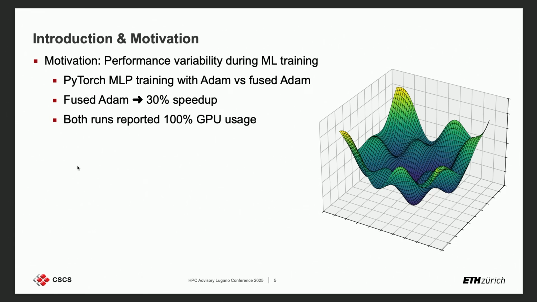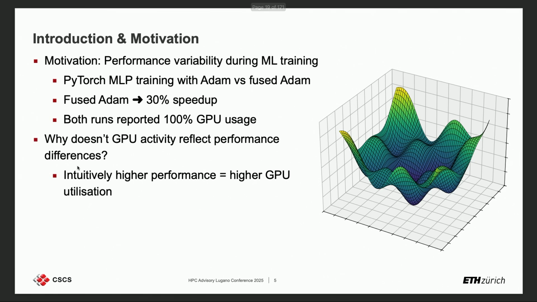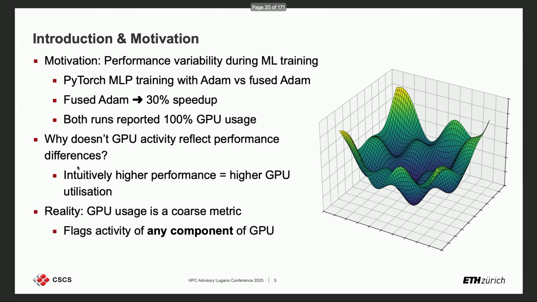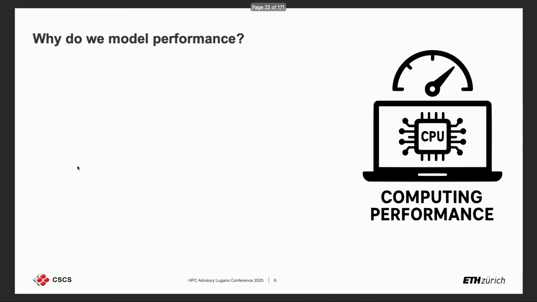And so the question now was, okay, why doesn't GPU activity reflect the performance difference? Intuitively, one would say, okay, I have higher performance, so I expect that this will give higher GPU utilization. But the reality is actually that GPU utilization is a very coarse metric that signals when any component of the GPU is doing something. And the result is that you have a very misleading interpretation of what this value does, and a lot of people just look at that and say, oh, okay, GPU utilization 100%, so my workload is very efficient, which is unfortunately not the truth. So this is what really started this whole process.